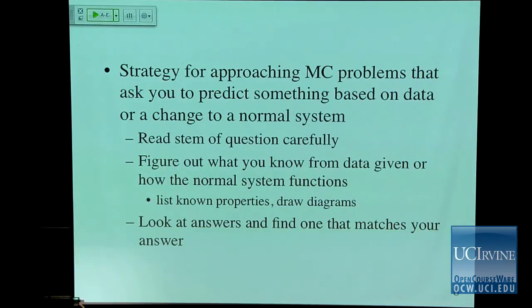So, a strategy for approaching multiple choice problems that ask you to predict something based on data or a change to a normal system: you need to read the stem of the question very carefully. Figure out what you know from the data given or how the normal system functions. So list your known properties, draw diagrams. You can draw all over that sheet. And then look at the answers and find one that matches your answer. Okay, so we're going to go and do one. I'm just going to do it on here now. Just top sheet.